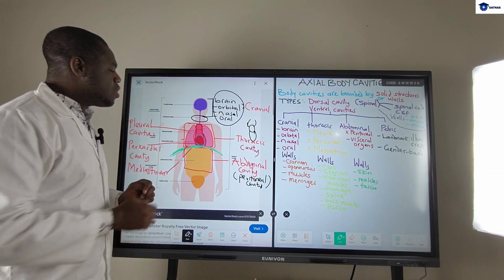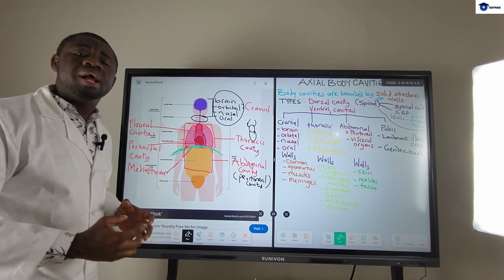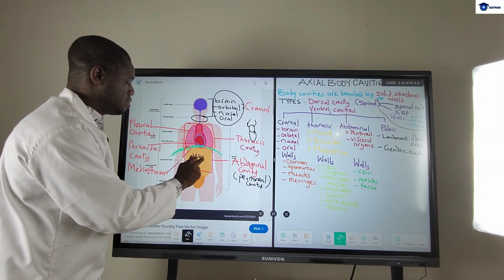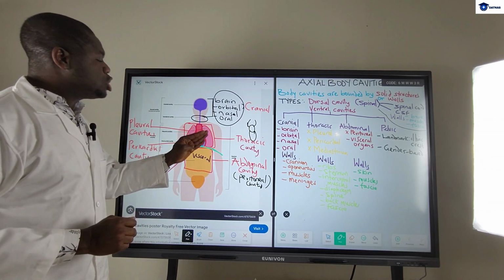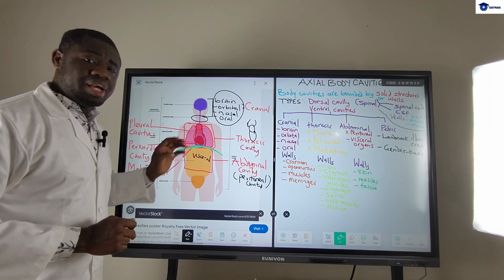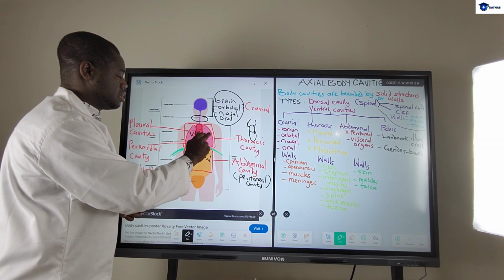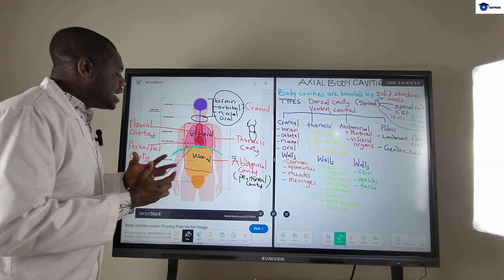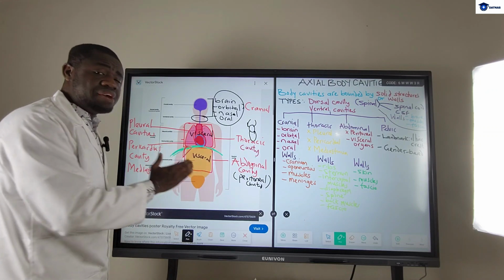Abdominal cavity contains structures that are popularly known as the visceral. Even the structures within the thoracic cavity are also called visceral organs. What are the structures you can find in the abdominal cavity?